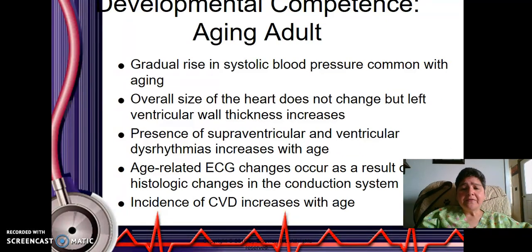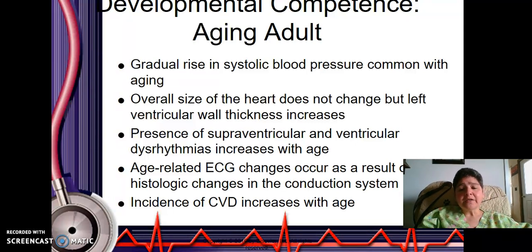Aging adults may have different reasons as to why they may have cardiovascular changes. A gradual rise in systolic blood pressure can be common with aging. Not everybody has it, but it can be a little more common. It doesn't mean that it's necessarily a normal variant, but it may not be. It may just be something that we're not really sure why the person has. But not all older adults should expect a rise in their systolic blood pressure.